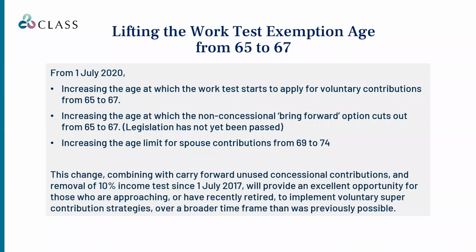This is a positive change, lifting the work test exemption age from 65 to 67. From 1st July 2020, they have legislated to increase the age at which the work test starts applying for voluntary contributions from 65 to 67. They also propose to increase the non-concessional contribution bring forward rule option for members over 65 but under 67. However, that legislation has been proposed, not yet passed. Finally, they're increasing the age limit for spouse contributions from 69 to 74.